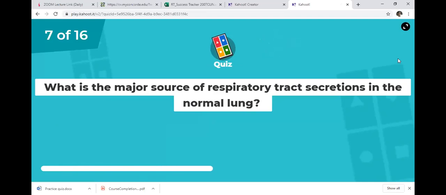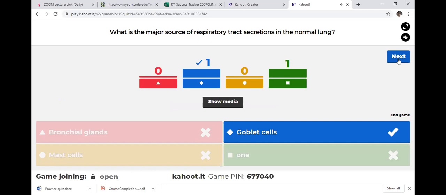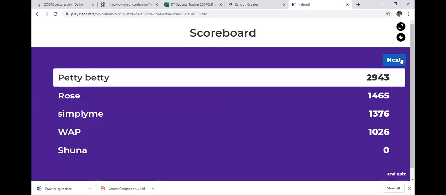What is the major source of respiratory tract secretions in the normal lung? Normal respiratory secretions. What structure makes the most secretions? Makes all that mucus. Goblet cells. Remember, gobs and gobs of mucus. Looks like Petty Betty's the only one that answered that one that time. That's right. All right, here we go.